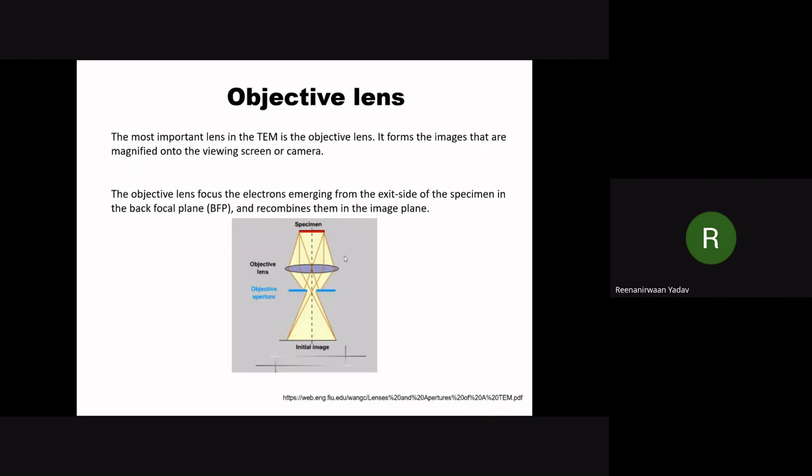Another, and the most important, lens in an electron microscope, or in any microscope, is the objective lens. It is the lens where our first image is formed, and the objective lens collects the electrons which are transmitted from our object and then focuses them to the back focal plane. To limit the electrons which are far away from our optical axis, we use the objective aperture here.